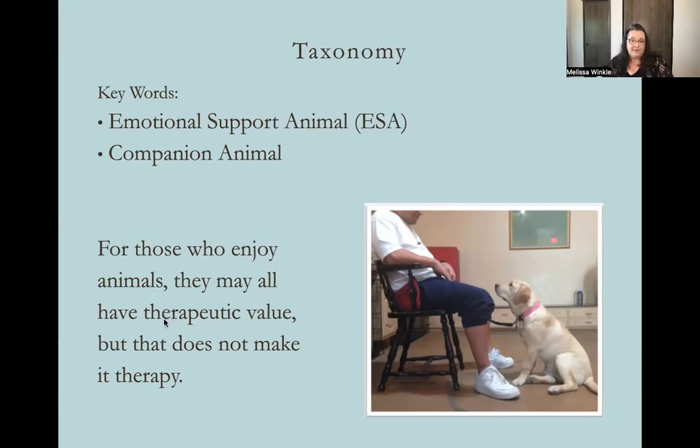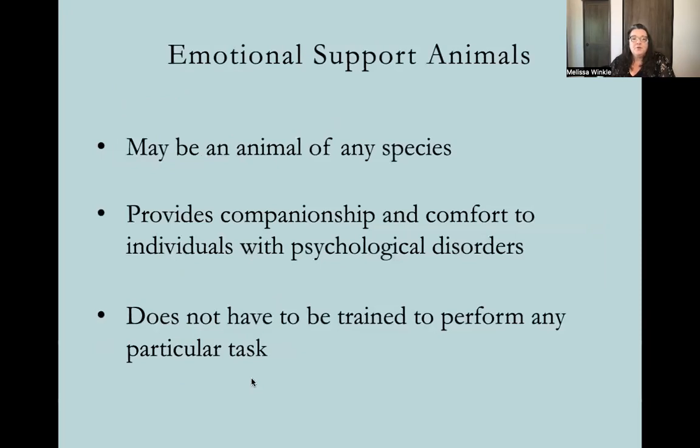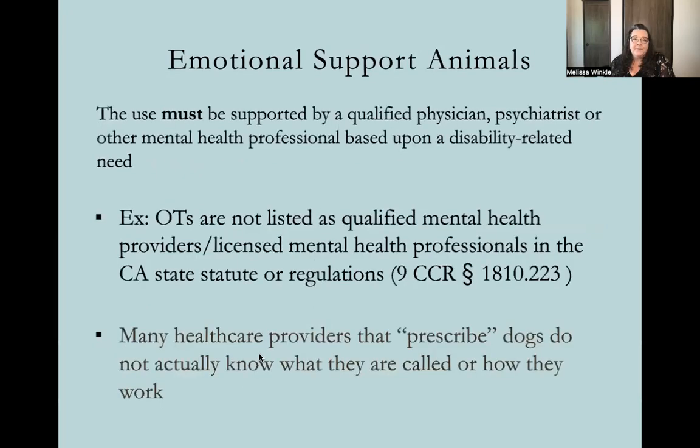If you are an individual with a disability and your mental health provider has recommended that you have an emotional support animal, then you may be able to have that animal living with you in situations in which dogs are not normally allowed to be. But again, it has to be prescribed, as they say. Emotional support animals may be an animal of any species that provides companionship and comfort to individuals with psychological disorders. It does not have to be trained to perform any particular task. But the use of emotional support animals must be supported by a qualified physician, psychiatrist, or mental health professional based upon a disability-related need.